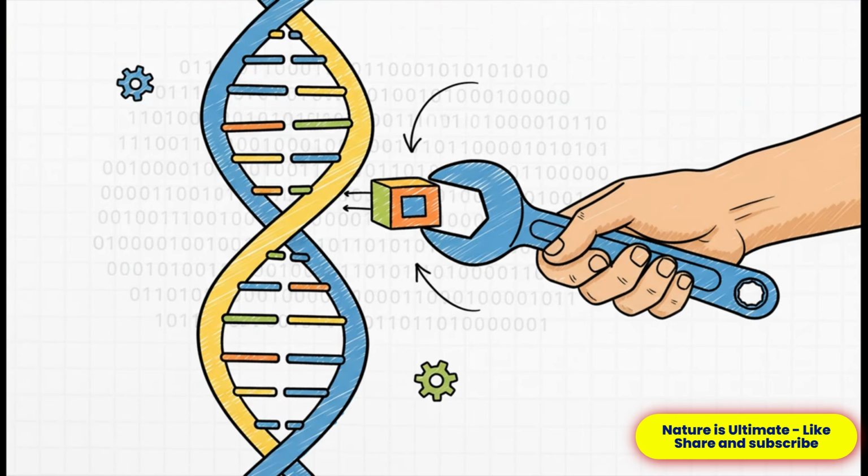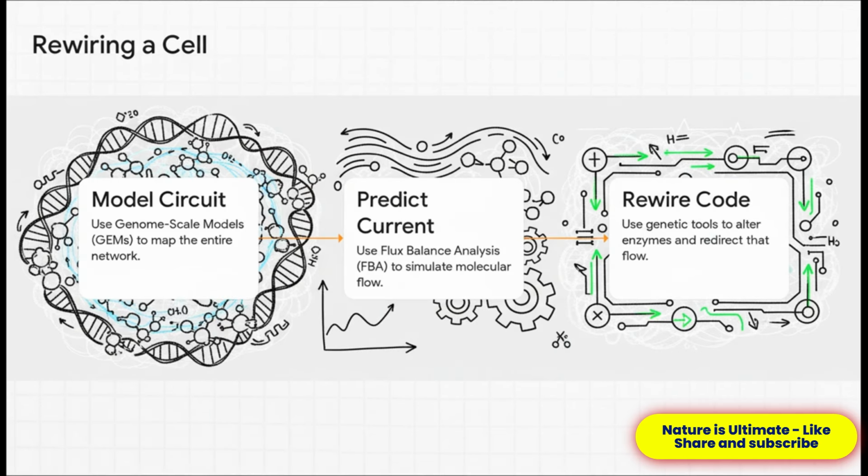And this is where it gets really practical. Viewing the cell as a programmable circuit isn't just a cool analogy, it's a game changer. It turns biologists and biochemists into molecular engineers, giving them the power to literally go in and edit the source code of life. So how do they actually do it? It's basically a three-step process. First, you have to model the circuit. Scientists use these huge computer models to create a complete digital map of the entire network.